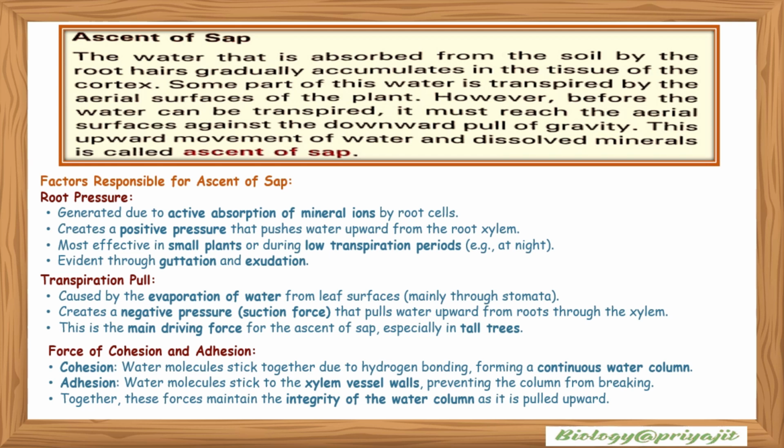Transpiration pull: it is caused by the evaporation of water from the leaf surface, mainly through stomata. It creates negative pressure or suction force that pulls water upward from roots through the xylem. This is the main driving force for the ascent of sap and is found in tall trees.